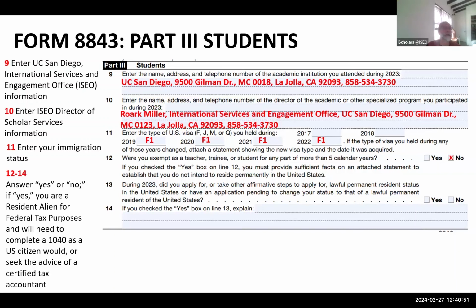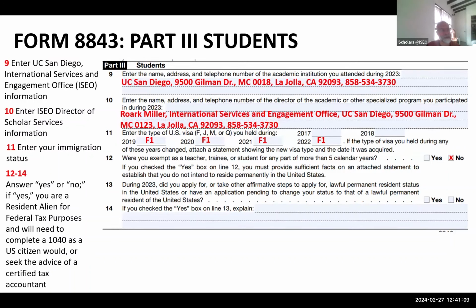And it doesn't matter whether you intend to stay here permanently or not. Each year, as an F or J individual, you are required to complete your tax returns, whatever is required for your particular situation.